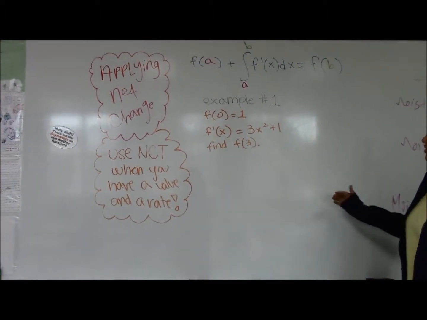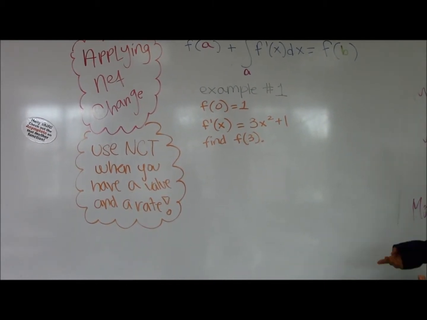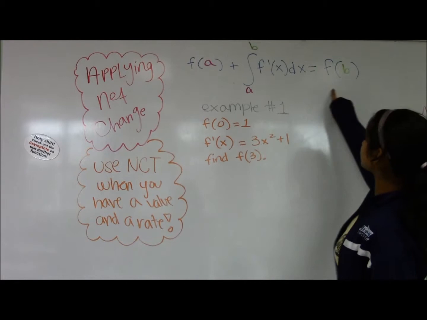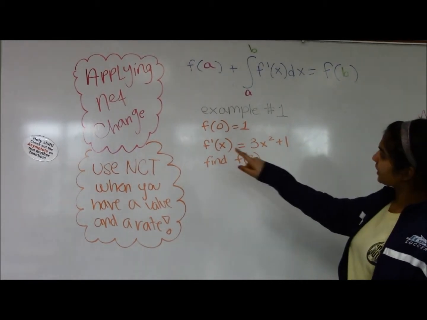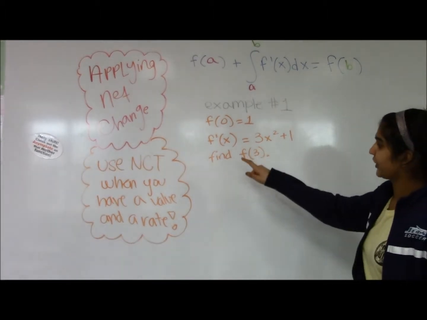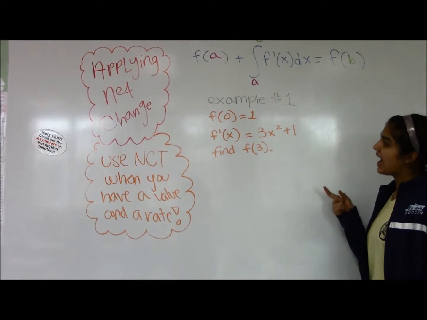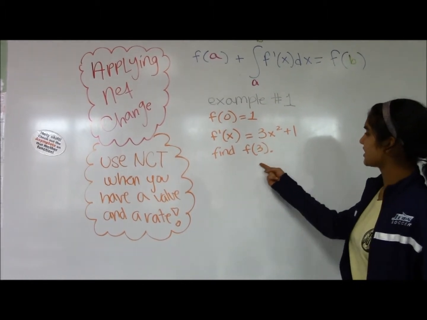This is a very standard net change problem, and this is how you would first start using it, just to practice using the formula shown above. You're given an initial value of f of 0 equals 1, and you have the rate, which is f prime of x equals 3x squared plus 1, and you're asked to find another value, which is f of 3.